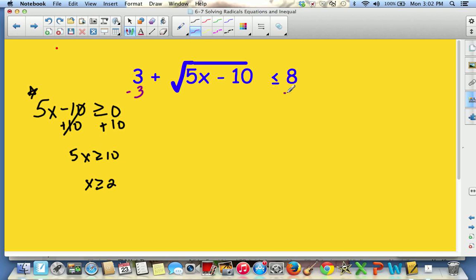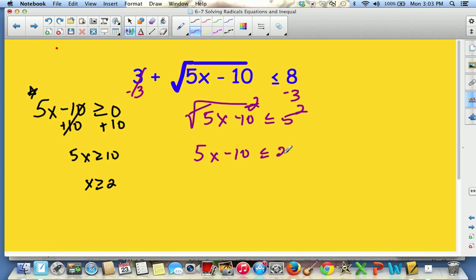So we're going to subtract 3 from both sides. And then we have the square root of 5x minus 10 is less than or equal to 5. Go ahead and square each side. So now that cancels out. So we have 5x minus 10 is less than or equal to 25. We add 10. 5x is less than or equal to 35. X is going to be less than or equal to 7.